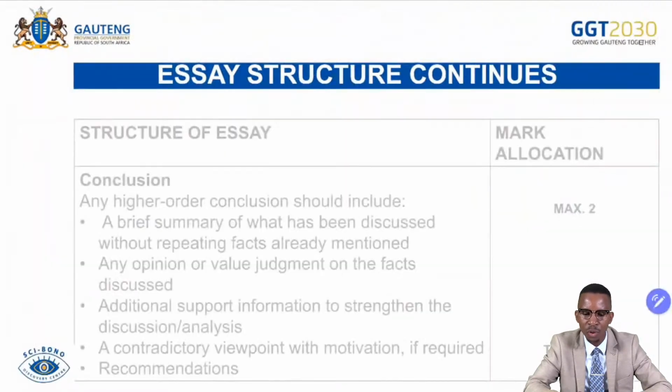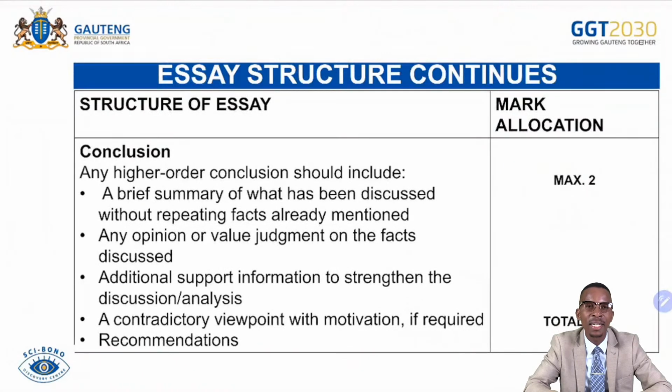And then we have the conclusion, where you must answer in higher order as you respond. You must be very critical without repeating any information that has been mentioned in the body of your essay. Then the total of your essay will be 40 marks.